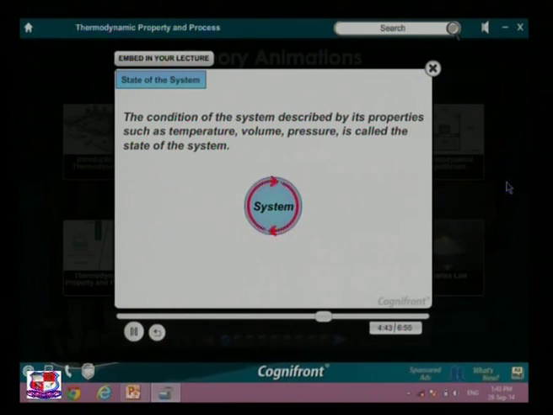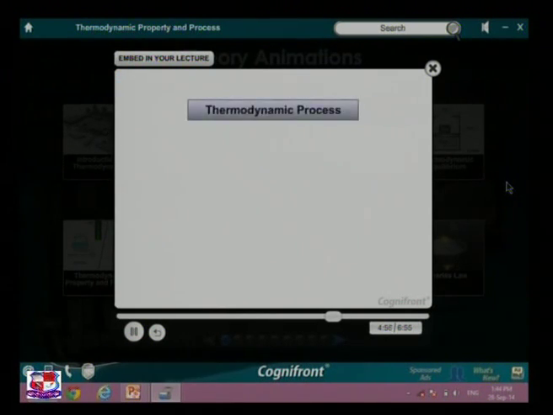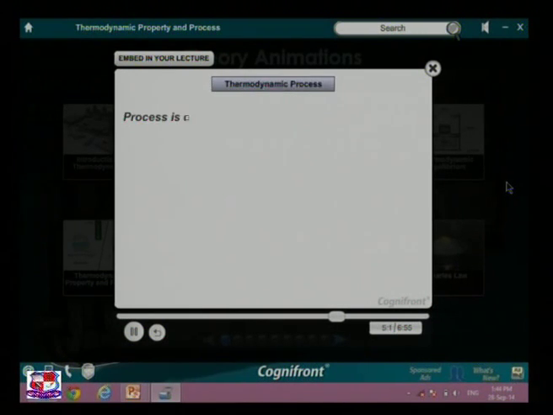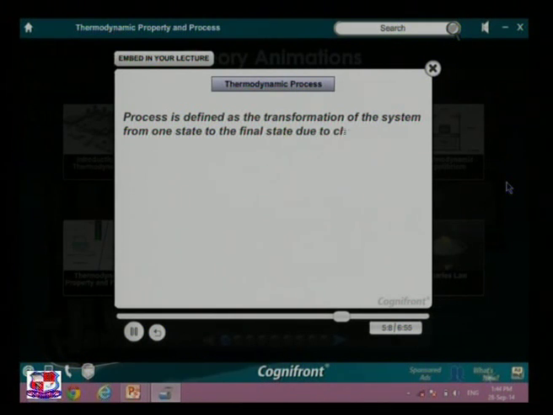If one or more properties of the system changes due to any operation, then that system has undergone a change of state. Let's see what is thermodynamic process. Process is defined as the transformation of the system from one state to the final state due to change in the pressure, temperature, volume, etc.